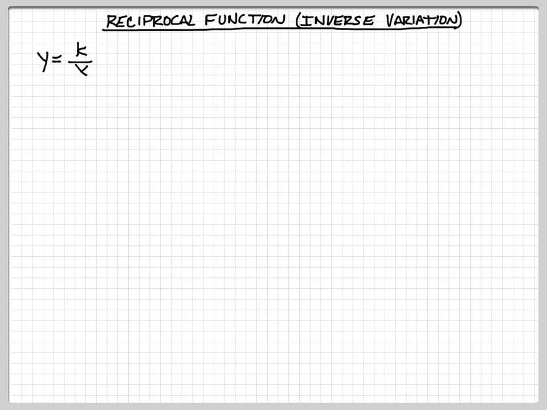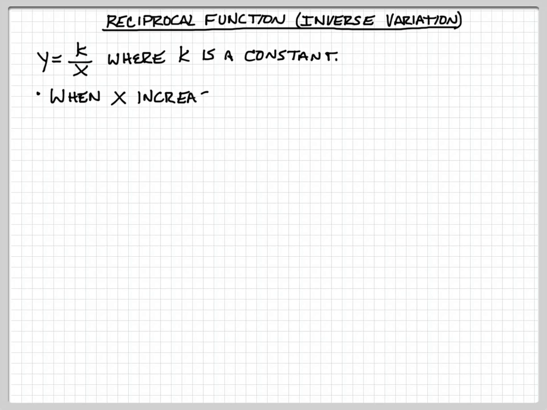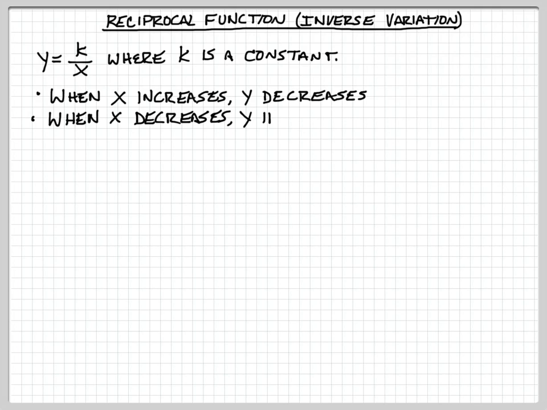Well, it's when we have y equals k over x, where k is some constant number. That constant can be a positive, it can be a negative, doesn't really matter. It's a constant number though. And what we're going to see when we look at this is that when the x value increases, because this is a fraction, we're going to see that the y value is decreasing. And similarly, when the x value decreases, then as you would imagine, the y value increases. That's why it's called the reciprocal, or it kind of flips it around there a little bit.